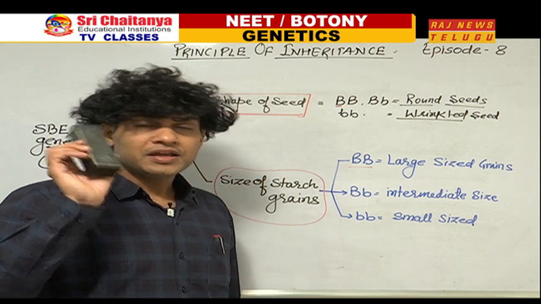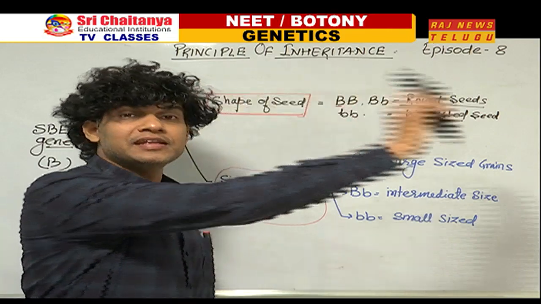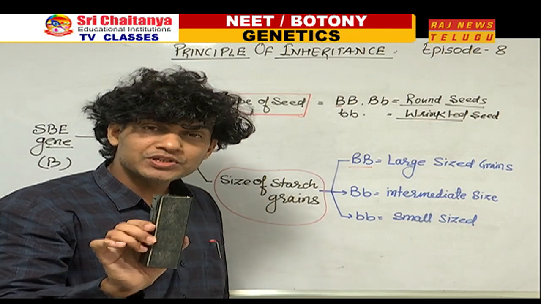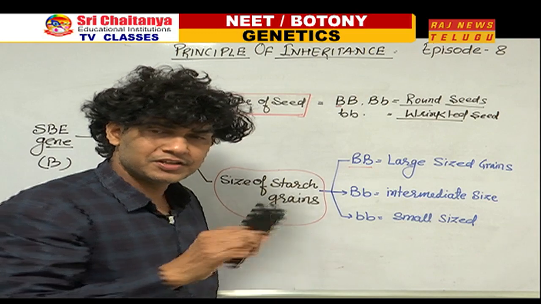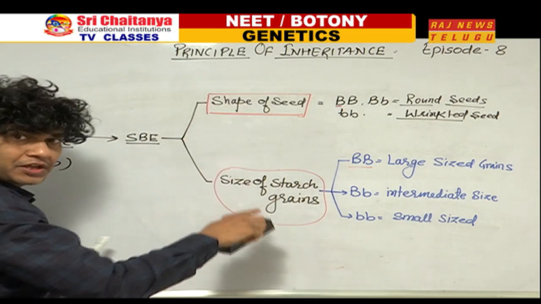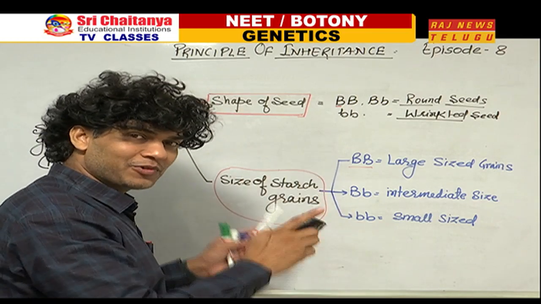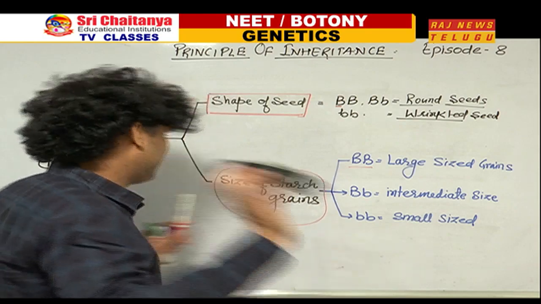Just remember, it is a kind of monogenic quantitative character. Mendelian genetics was monogenic qualitative. Here it is monogenic quantitative. Okay, yes, the phenotypic ratio is 1:2:1, while in Mendelian genetics it was 3:1. The genotypic ratio is the same for both.